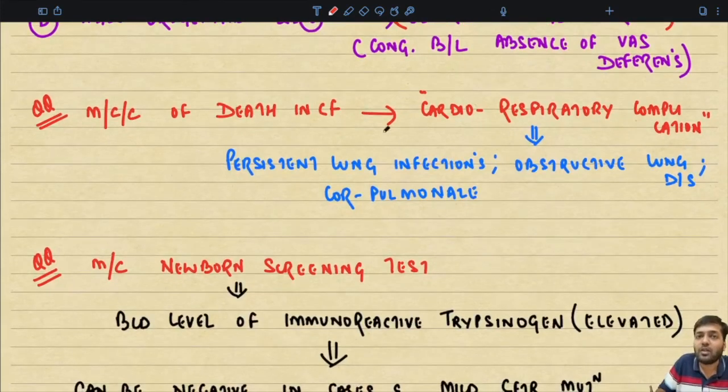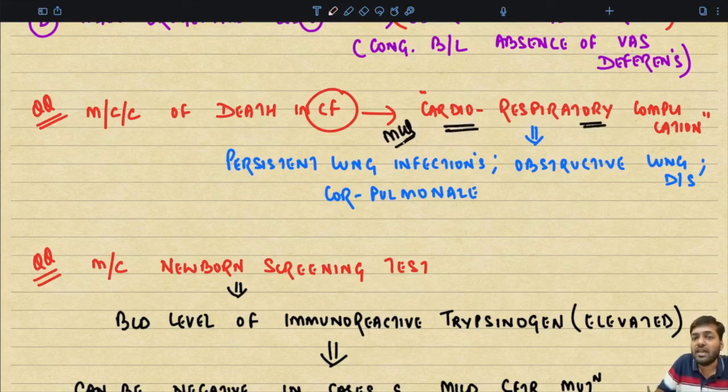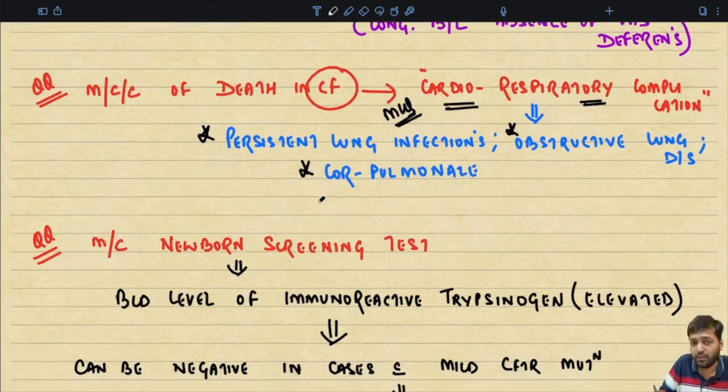Now, the most common cause of death in cystic fibrosis patients, very important, occurs because of cardiorespiratory complications. It occurs because of persistent lung infections, obstructive lung disease, or right-sided heart failure, also called cor pulmonale.